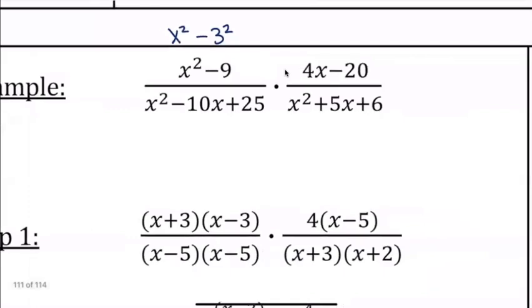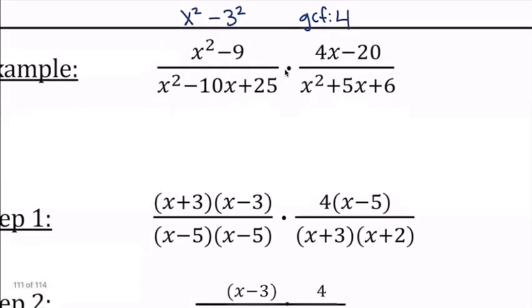Okay, our other top here, this one is not a difference of two squares. I know that because 20 isn't a perfect square, even if 4 is. So I'm just going to see if I can take out a greatest common factor. These can both be divided by 4. You can see that right here. I divide out the 4. 4x divided by 4 is x, and then negative 20 divided by 4 is negative 5.